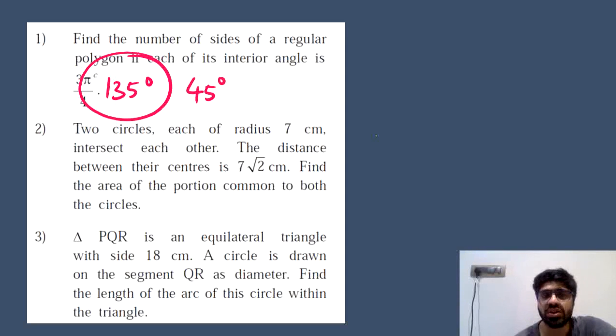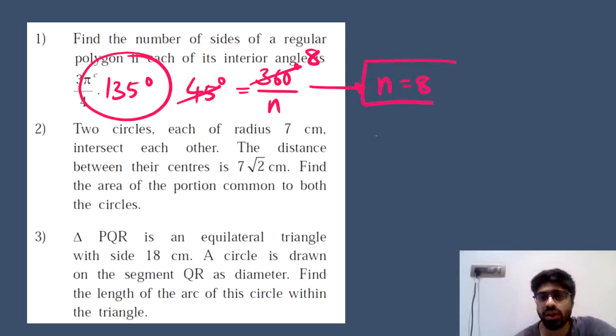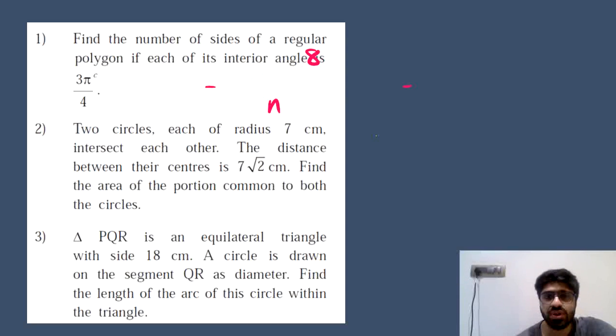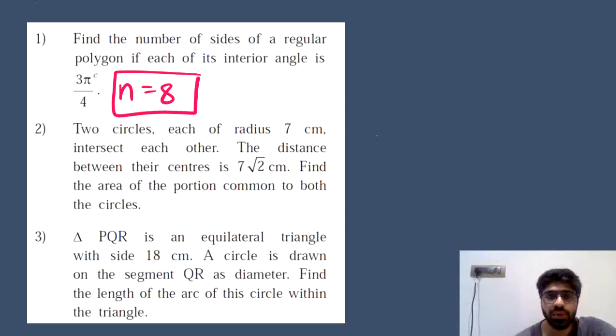If the exterior angle is 45, then the measure of every exterior angle is given by 360 upon n. So if you just cancel off 45 and 360 here, 45 into 2 is 90 and 90 into 4 is 360. So 45 into 8 would be 360. So the value of n turns out to be 8. So the number of sides in this regular polygon is going to be 8. So the answer for your first question is n equal to 8. Go ahead with the second one.